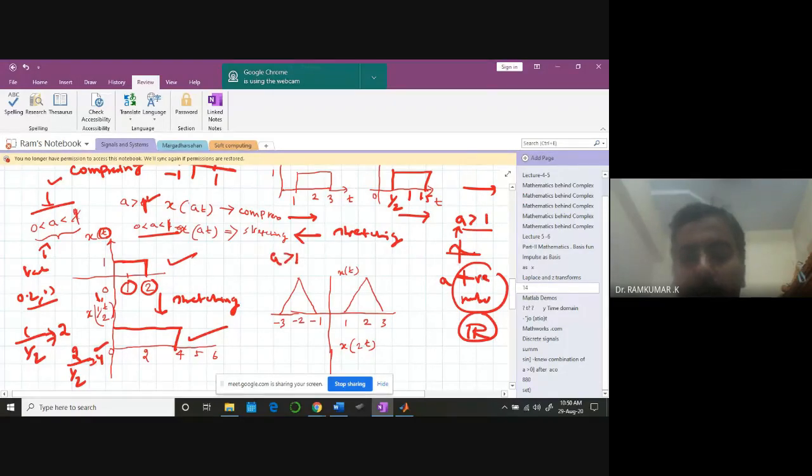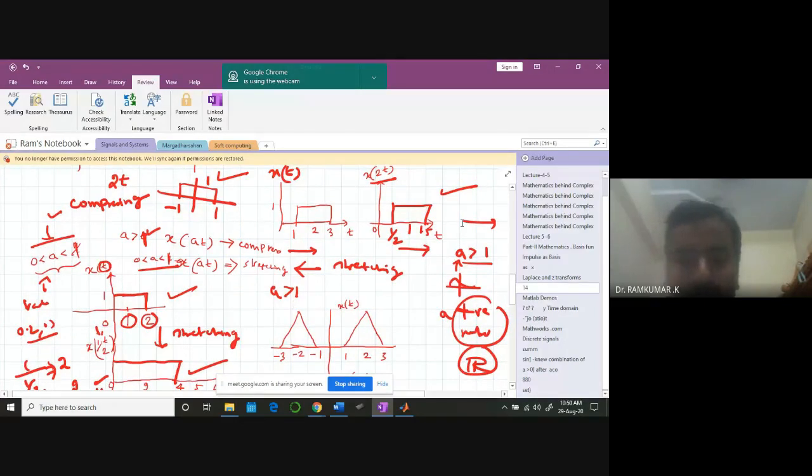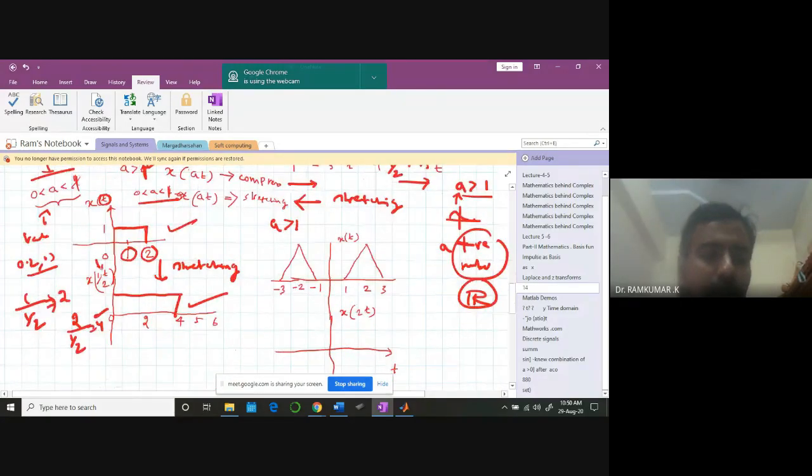When a is greater than 1, you simply divide by that number. And if it is between 0 and 1, you take that number, 1 by 1 by 2, and you get the value 2. So it can be either stretching or compression that happens when you are doing time scaling.